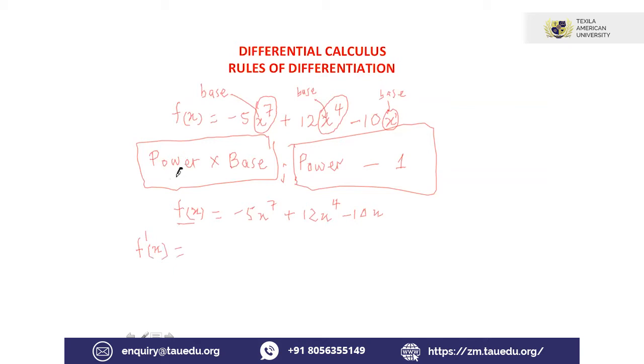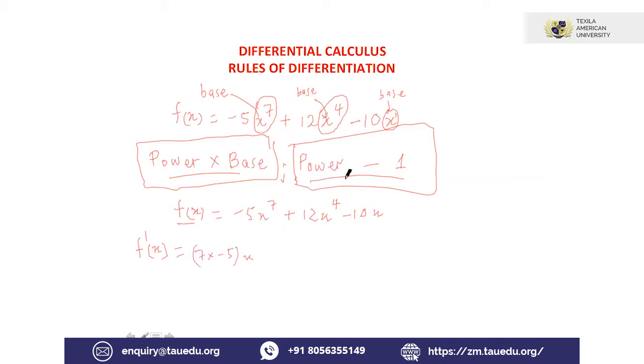Now use this rule I have given you here. Are you following? So take the power, which is 7, and multiply it by the coefficient of the base. The base is x, but the coefficient of the base, I mean the number that is multiplying the x, is negative 5. So the power is 7 times the coefficient of the base, minus 5. Are you getting it? Then we have x.